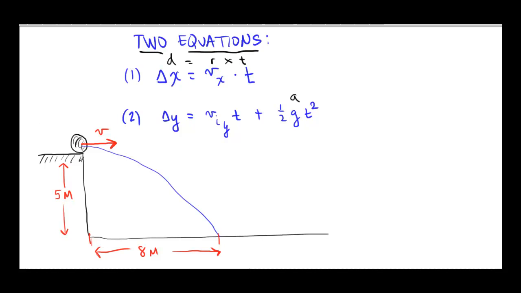So what I'm asking here is what's the velocity? Or actually, I'll ask it a different way. I'm going to ask, with what speed does the ball roll off the table?